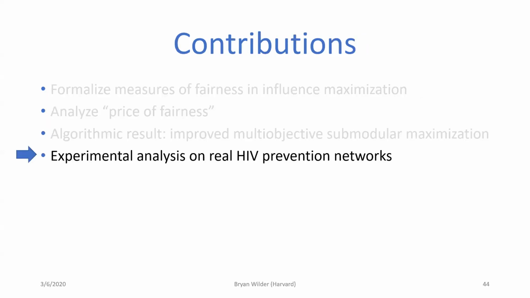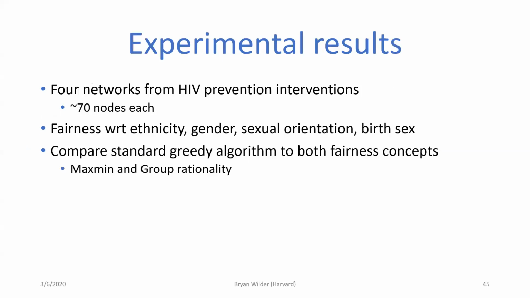And so now I'm going to show just a couple experimental results on real HIV prevention networks. Here, we took 4 networks from the HIV prevention interventions with about 70 nodes each, and we looked at fairness with respect to the reported demographic attributes of the nodes, their ethnicity, gender, sexual orientation, birth sex, and so on. And we compared the disparity algorithm to both of the fairness concepts that I showed you earlier.